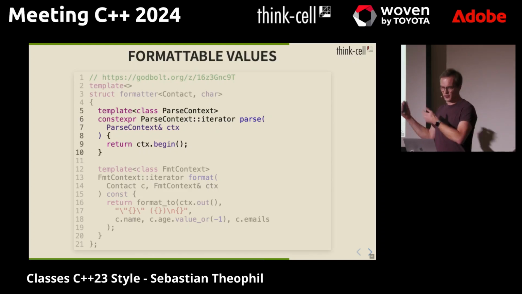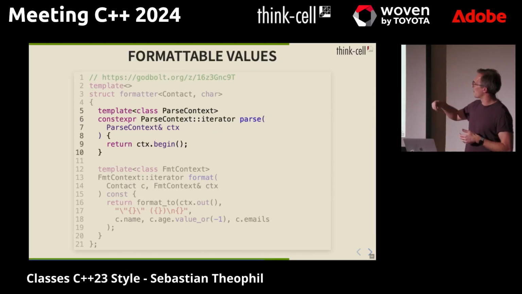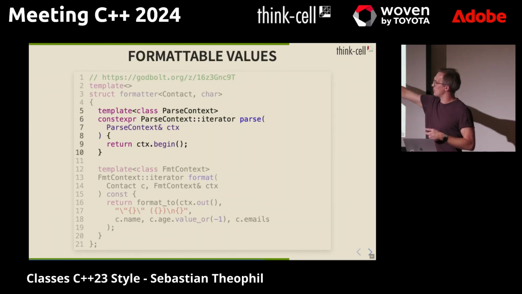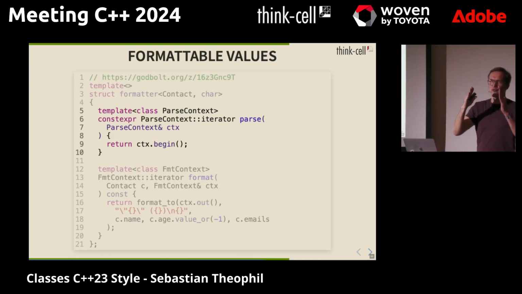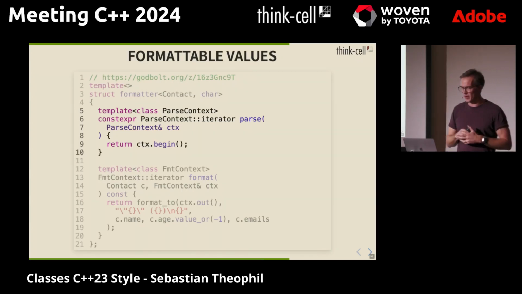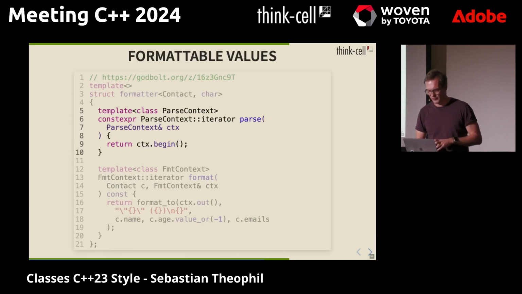So that's what we have to or can implement for our own type here. Now at first, let's say we don't do anything here. So the parse function gets a parse context, and the parse context gets the range of the format specifiers for your type. So we can parse them. Now let's say we don't have any format specifiers, so we don't do anything for now.